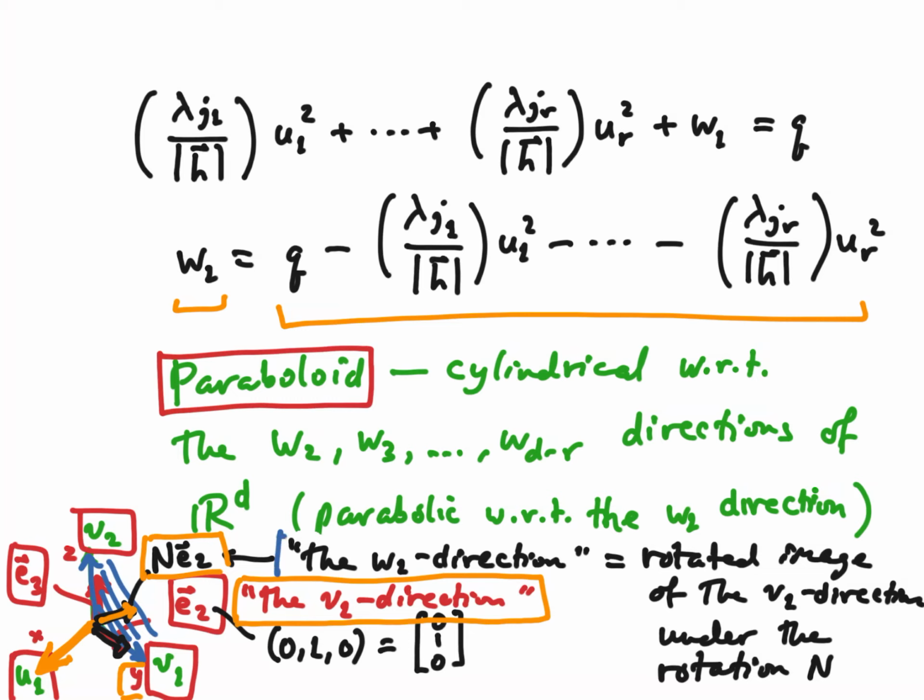No. Sorry, I just said the wrong thing. This is the w1 direction. That's the direction in which the thing is parabolic. But what's the w2 direction?